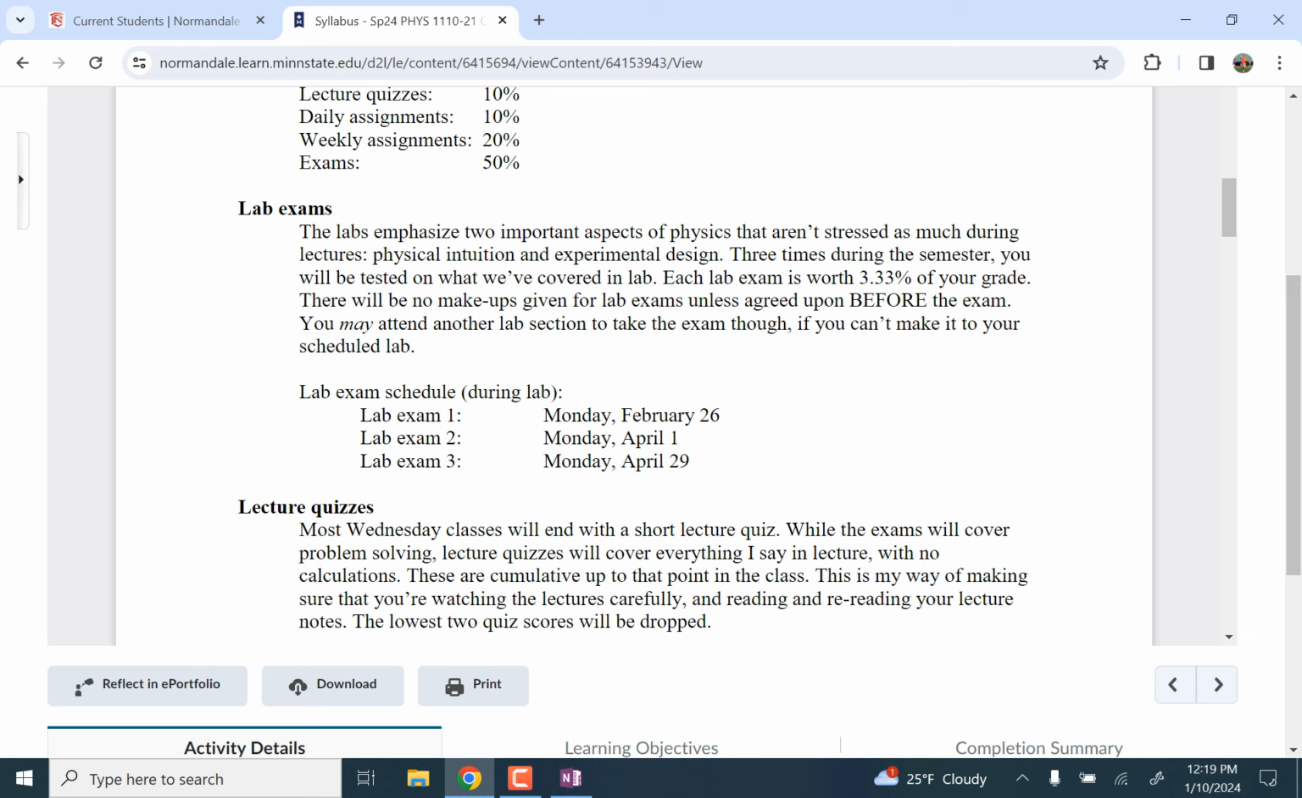So 3 times during the semester, we're going to spend the lab period where you're just going to be taking a test, answering questions like the lab activities. Okay. So to get ready for the lab exams, you're going to want to go back through your old lab handouts and remind yourself how to do that stuff. Okay.